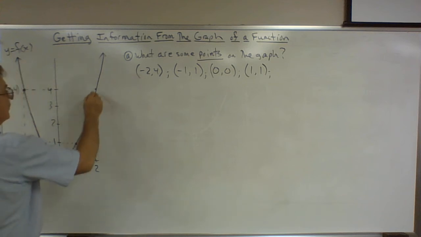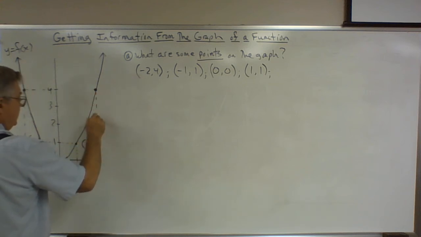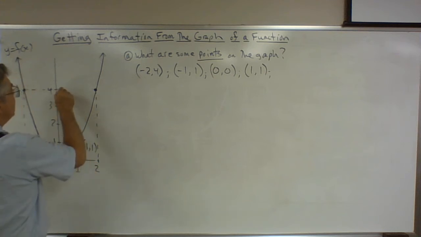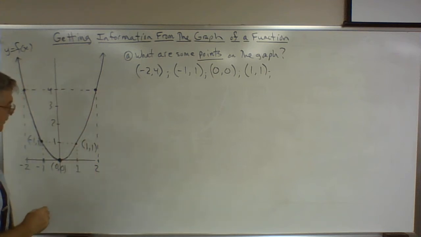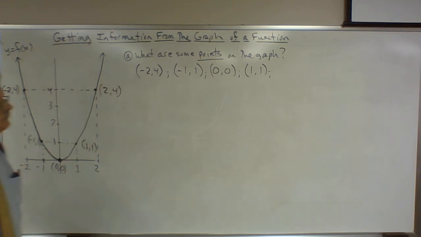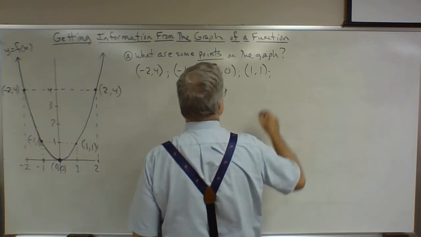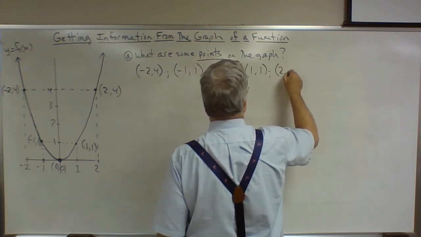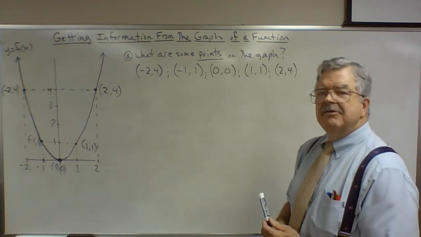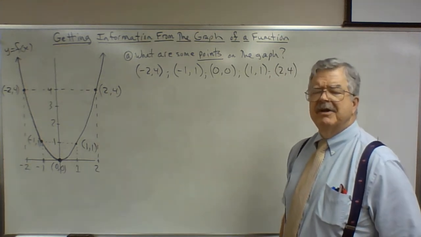And we'll do one more. What about this one up here? Excuse me, you just moved. Okay, when x is 2, y is 4, that's another point on the graph. So we've named 5 points on the graph.